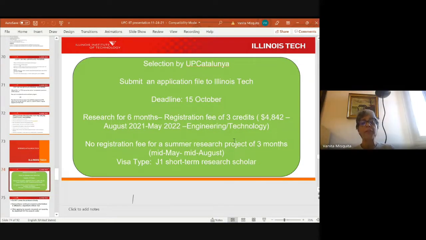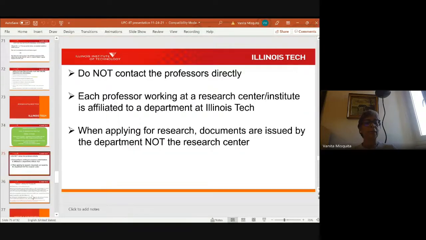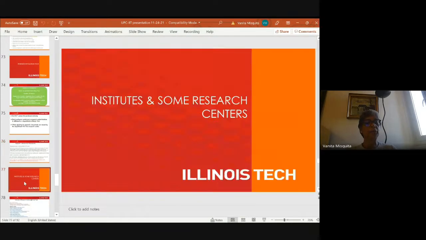Are there any fees that you may have to pay? Only a registration fee of 3 credits, based on this current year, $4,800, if you're doing research for 6 months. Our Stuart School of Business does not accept any research for 6 months, but any engineering, technology, or science department will accept research for 6 months. All right, so that's pretty much it.